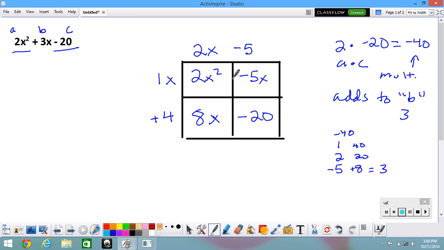Okay, so now I'm just going to double check my work. 1x times 2x is 2x squared. 1x times negative 5 is negative 5x. 4 times 2x is 8x. And 4 times negative 5, check, is negative 20. So now I know that the trinomial 2x squared plus 3x minus 20 factors to x plus 4, because this is 1x plus 4, and 2x minus 5. And again, right there.